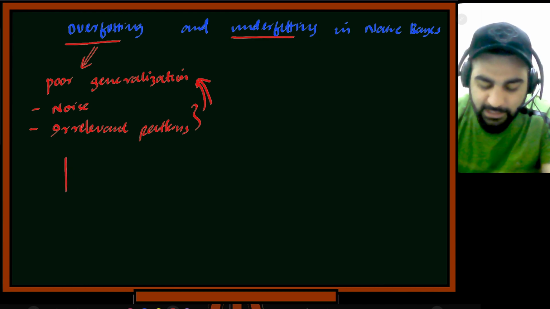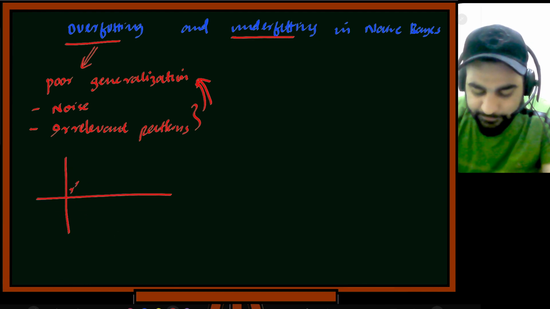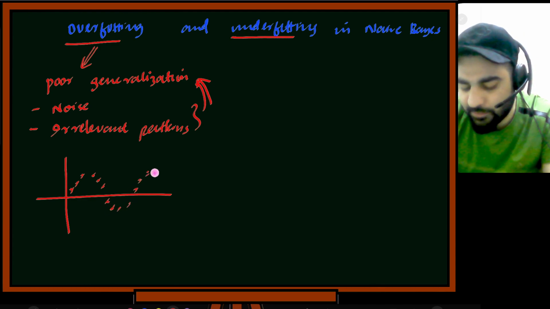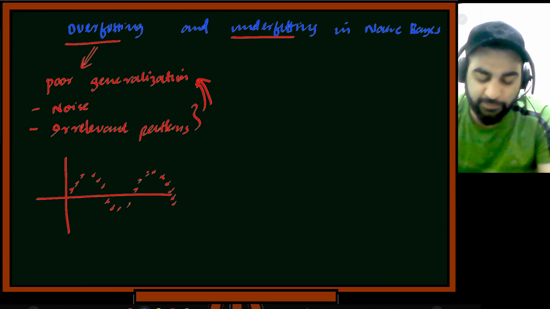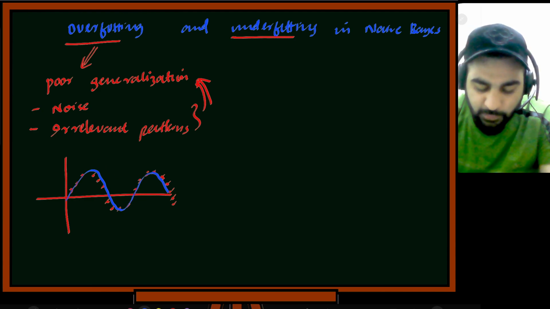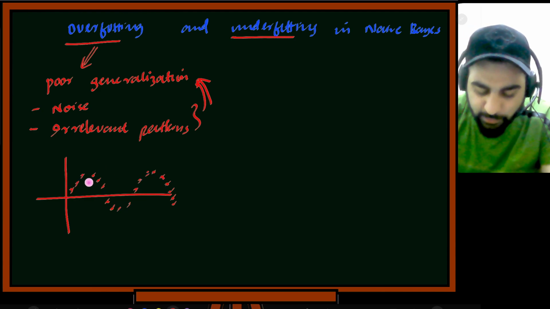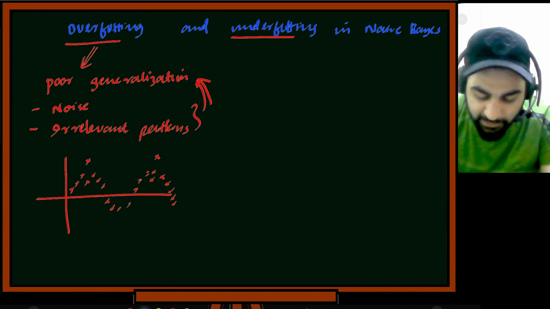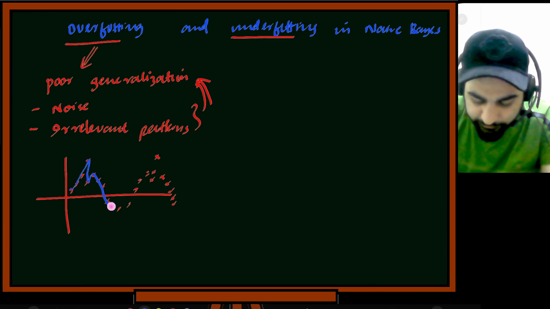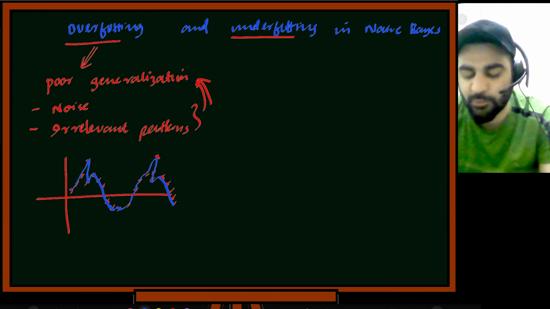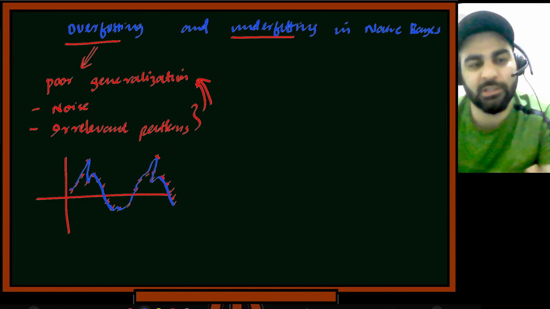If you have data like this, everybody can understand this is some sort of non-linear function. If I tell you to fit the model, you'll probably fit a model like this. This is good generalization. But sometimes your model, to get every point right, since some points are here, some point is here, will be like this. It'll try to overfit. You know that this is overfitting. When you give the test, it will perform really badly. So this is what overfitting means.